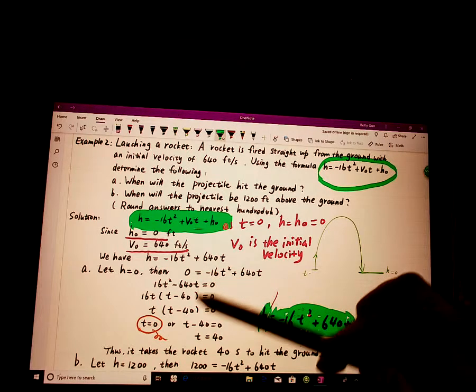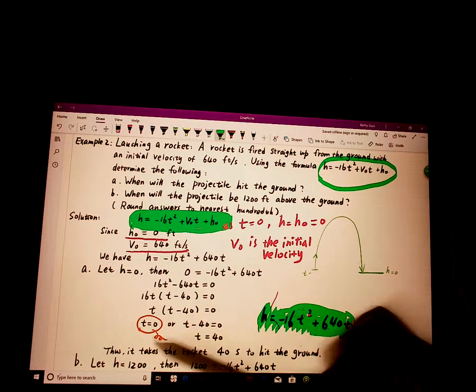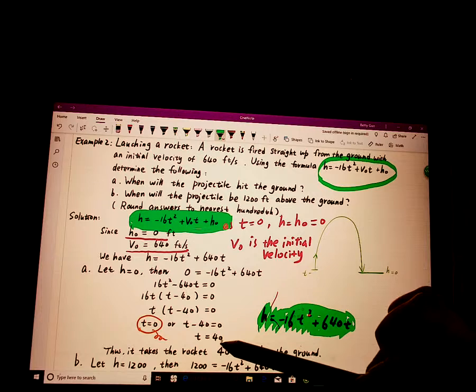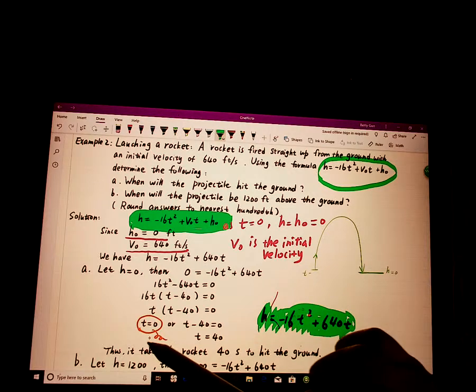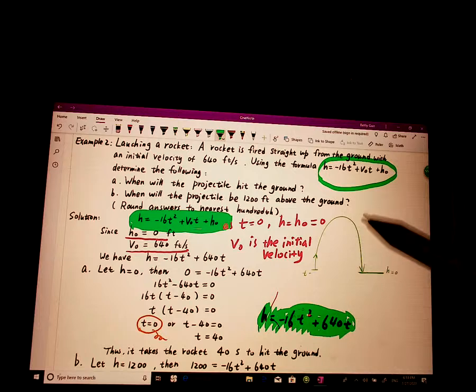You solve this equation. In my note, I applied the factoring method. I have either t equals 0 or t equals 40. I get rid of the t equals 0 because hitting the ground means that after the projectile goes up, reaches the maximum height, and then goes down, it hits the ground. It's not going to be 0 seconds, right? Yeah, 40 seconds is the time for the rocket to hit the ground, to go back to the Earth.